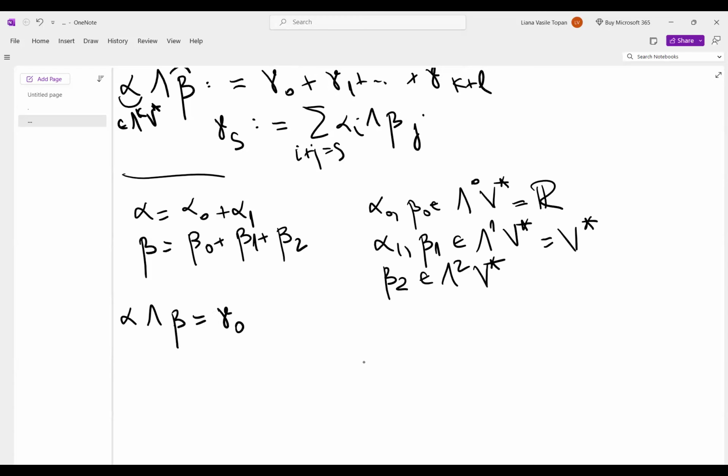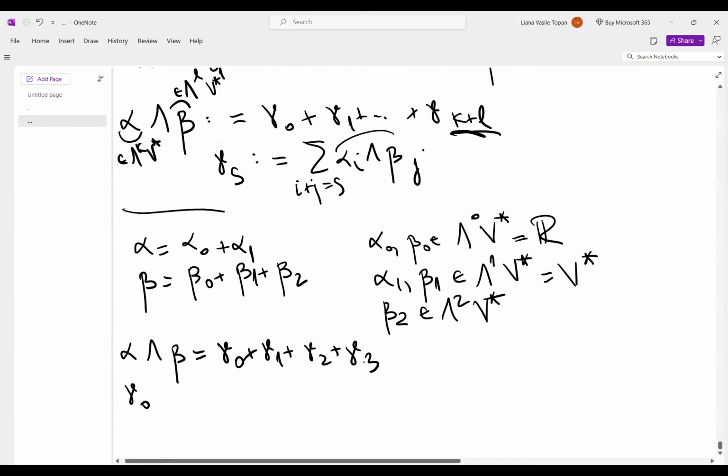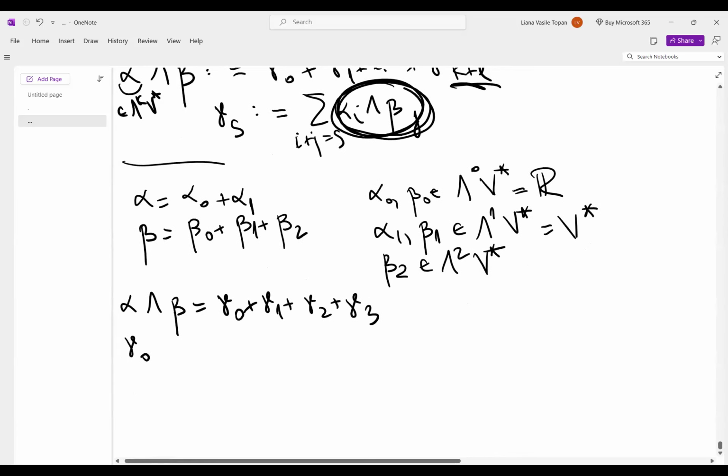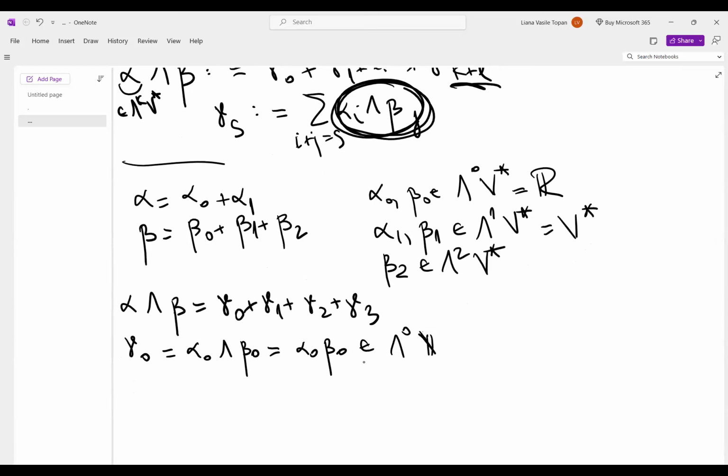Okay, so how do we compute the wedge product between alpha and beta? Well, this will be some gamma 0, going up until k plus L, which means 3 in our case, 1 plus 2. So gamma 0 plus gamma 1 plus gamma 2 plus gamma 3. Now what is gamma 0? I'm taking all the combinations, the wedge product between alpha I and beta J, where I plus J is my S, in my case 0. So you only have alpha 0 wedge beta 0. These are real numbers, so this is simply a real number, right? The product of numbers. Then what will be, so this is in this space, right? Now, what will be gamma 1?